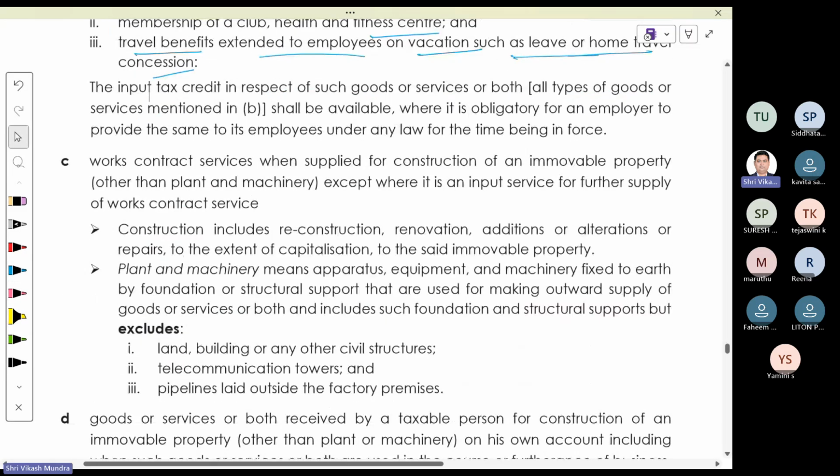Works contract service when supplied for construction of an immovable property, ITC is not available. However, if that construction has been made for plant and machinery as a foundation, ITC is available. That means in general, for civil work, ITC is not available. However, if that civil work is required as a foundation for a particular plant and machinery, then ITC would be available.